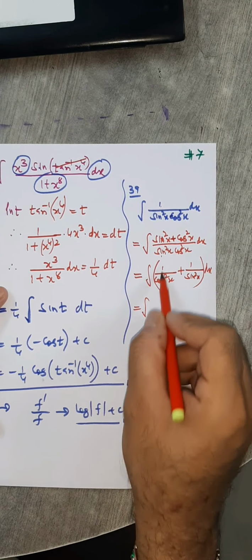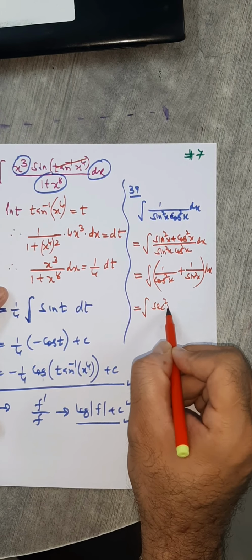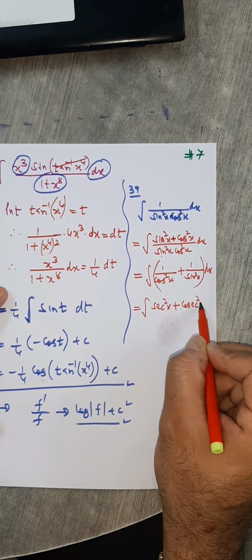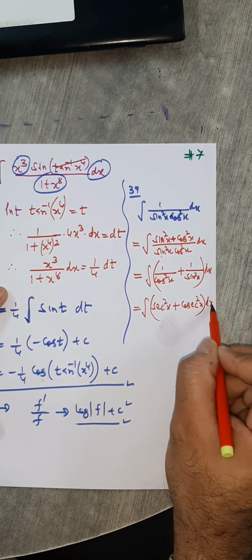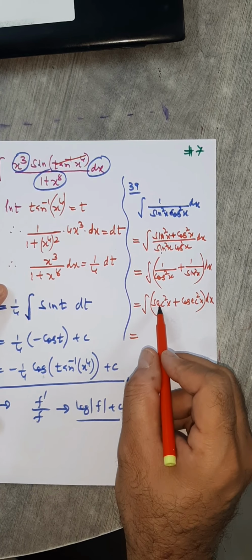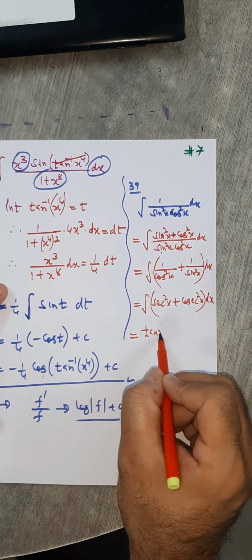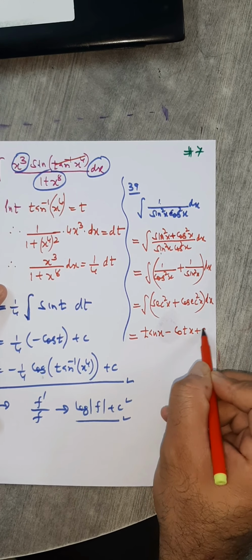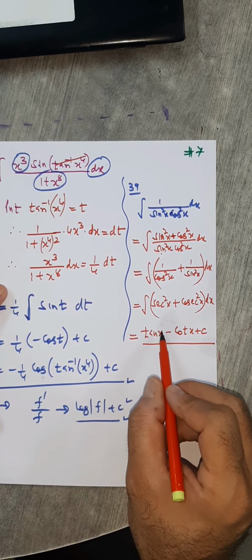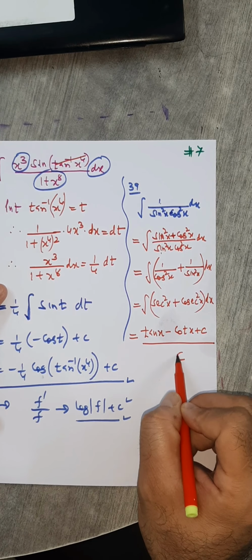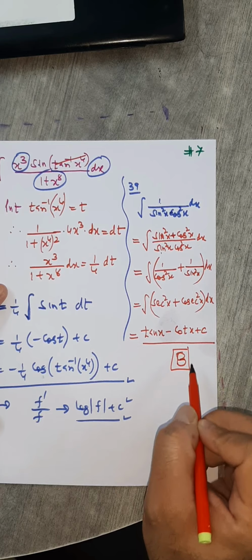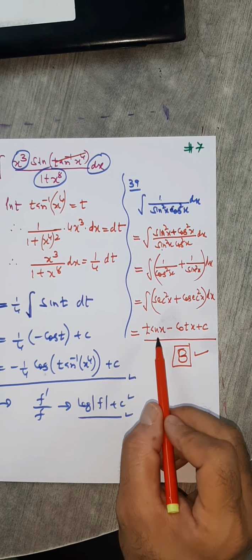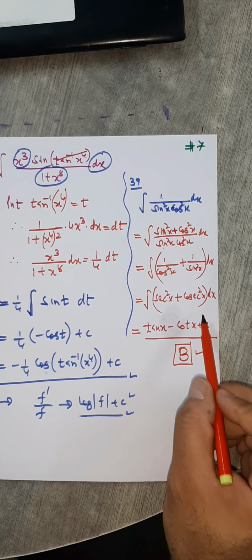So this is equals to, what is 1 upon cos square? That is sec square x. What is 1 upon sine square? That is cosec square x. Now both are standard functions. You can integrate very easily. What is the integral of sec square x? Tan x. What is the integral of cosec square x? Minus cot x plus c. This is your answer. So tan x minus cot x plus c. So the correct option is, I suppose, B. That's your answer. Integral of sec square is tan, integral of cosec square is minus cot plus c.